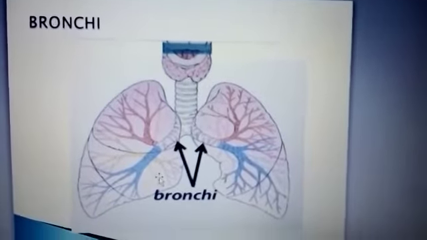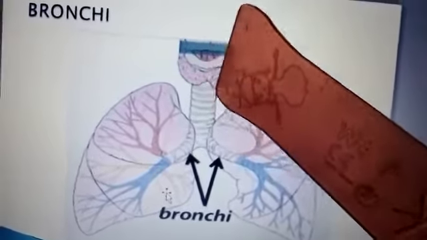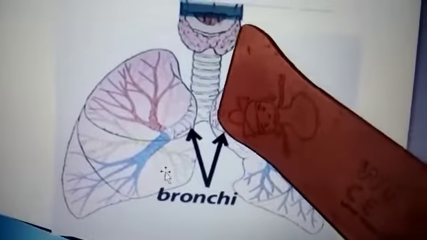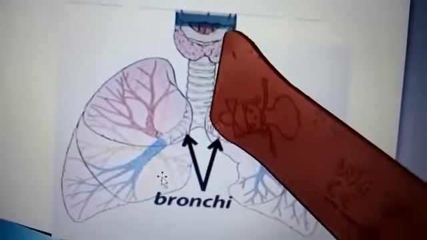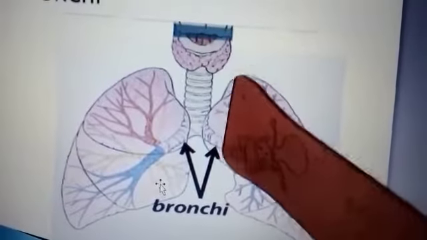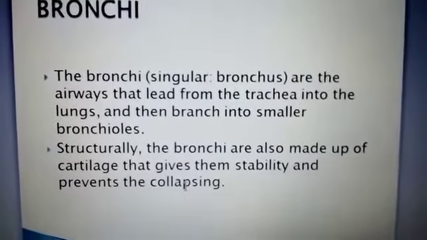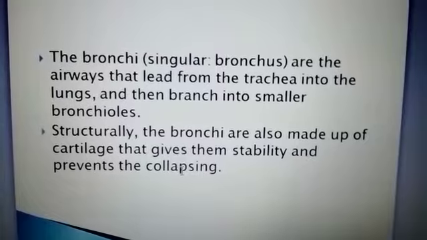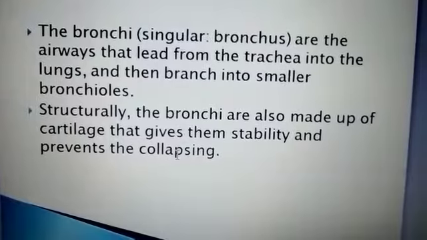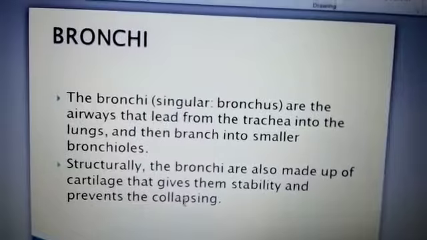Then next is about bronchi. Already I told you about the two branches from the trachea. This is trachea. You can see the cartilage rings on it which keep the airways open. Then two branches called bronchi, singular bronchus. This is one bronchus and this is another, together bronchi. The bronchi are the airways that lead from the trachea into the lungs and then branch into bronchioles. Bronchi are also made up of cartilage that gives some stability and prevents them from collapsing.